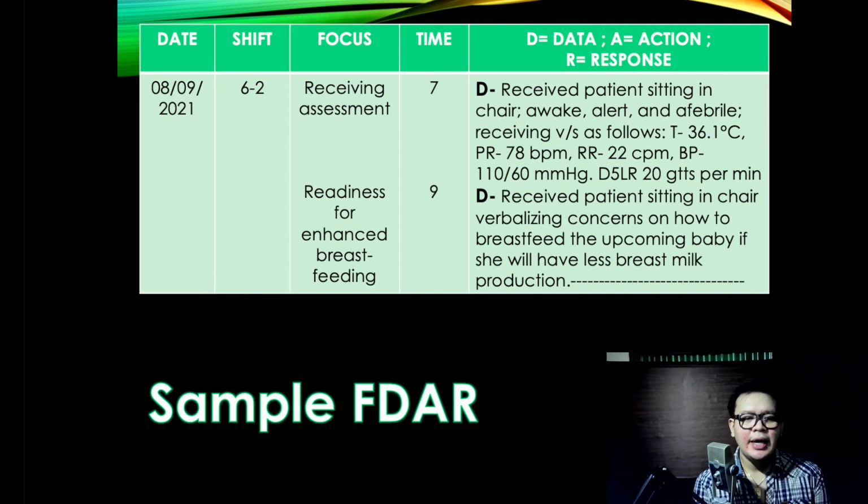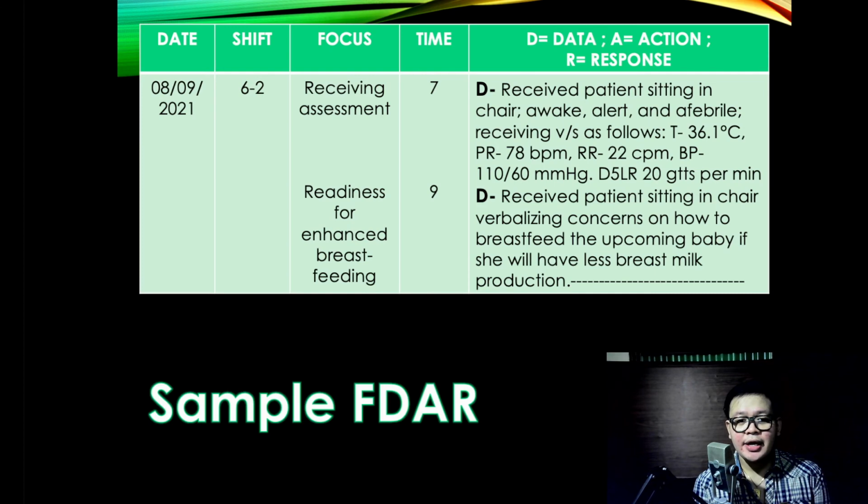In the receiving assessment, it should be data, because since it is an assessment, it is based on your observation of your patient. You're not doing an action yet. It's just an assessment. Say, for example, around 7 o'clock, because 6 to 7 o'clock is the time for endorsement, you went to your patient around 7 o'clock. No need to provide AM or PM.